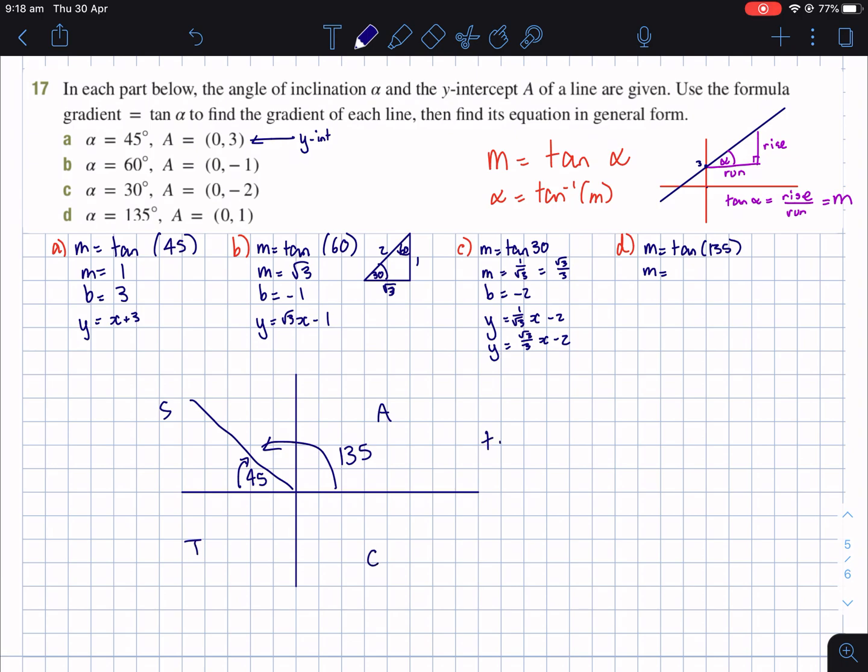SATC, so tan 135 is negative tan 45, and we know tan 45, it's 1. Because 1, root 2, and this is 45 degrees. So it's 1 over 1. So this is -1 because it's negative tan 45. They've already given us B. It's 1, so y equals negative x plus 1, which is the same as 1 take x.